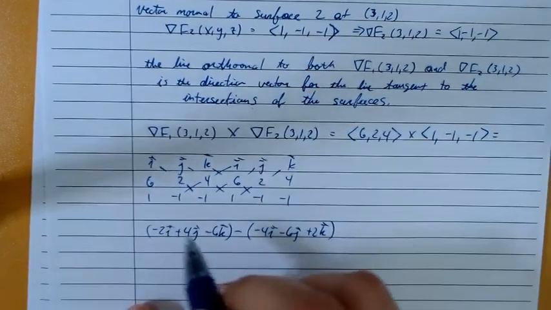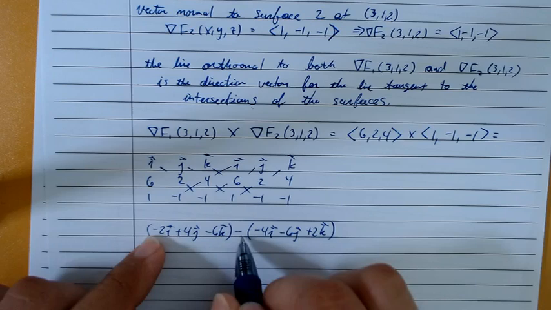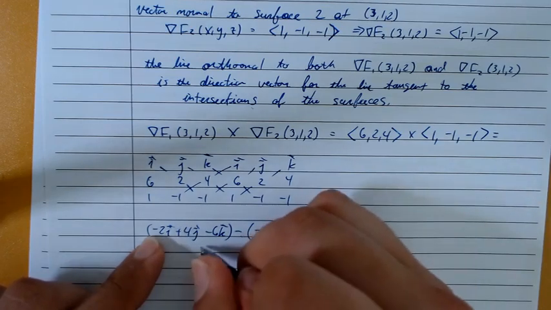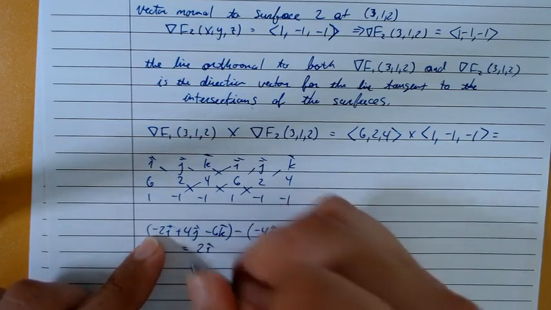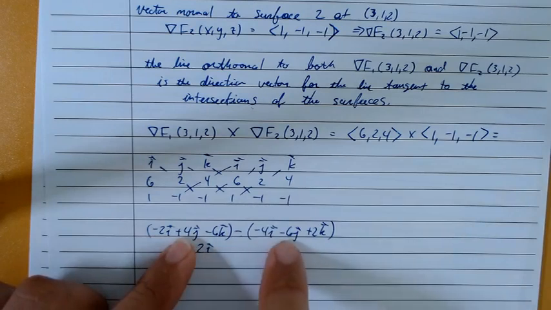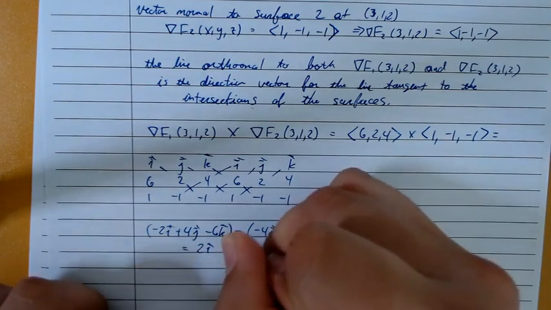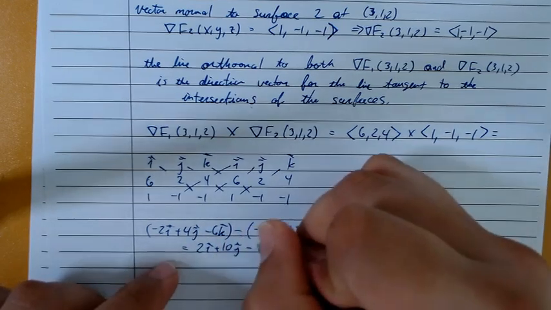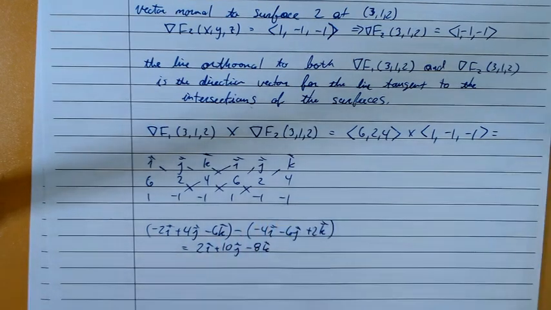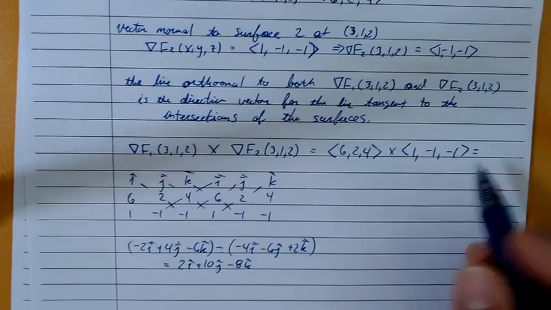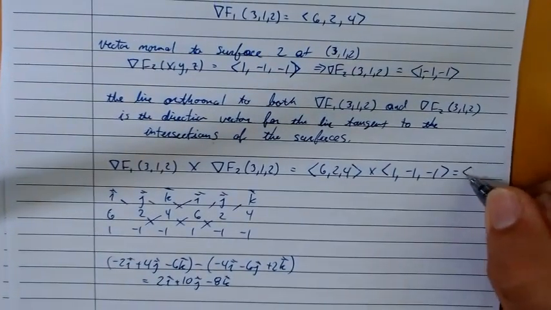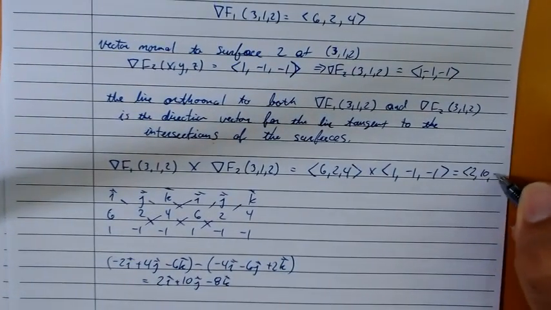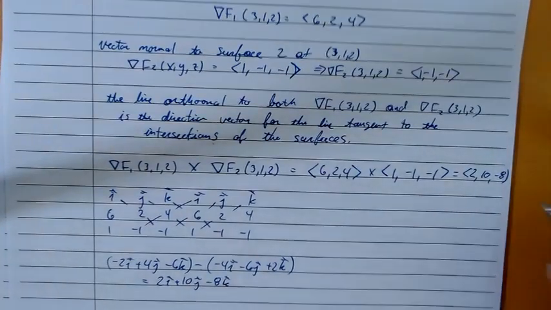And when you subtract those, you end up with negative 2 plus 4, which gives us positive 2i. 4 minus negative 6 gives us 10j. And negative 6 minus 2 gives us negative 8k. So the cross product of those two is (2, 10, -8).